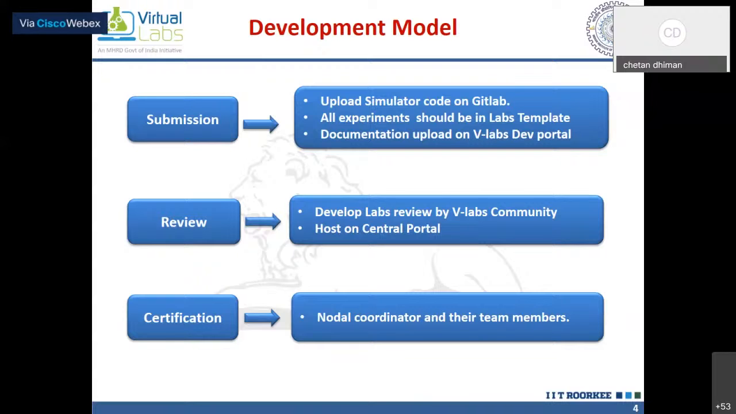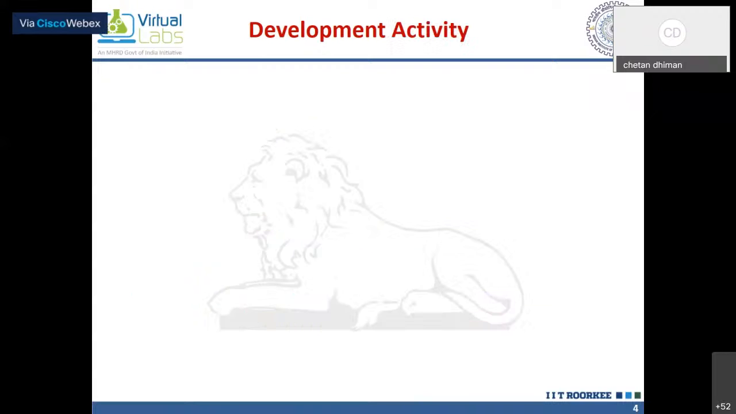Okay, so these are our various steps. So I will just repeat once again. Firstly, you have to send the invitation, and after that, you will send us the proposal. Once your proposal has been accepted by us, you can start your development activity, the development of the simulator. Firstly, you have to develop the simulator, and after that, you have to develop the other contents relevant to that particular experiment. After the submission of your lab, your lab goes for review, and after the final hosting on the central portal, you will be eligible for the certification. So this is the development model.